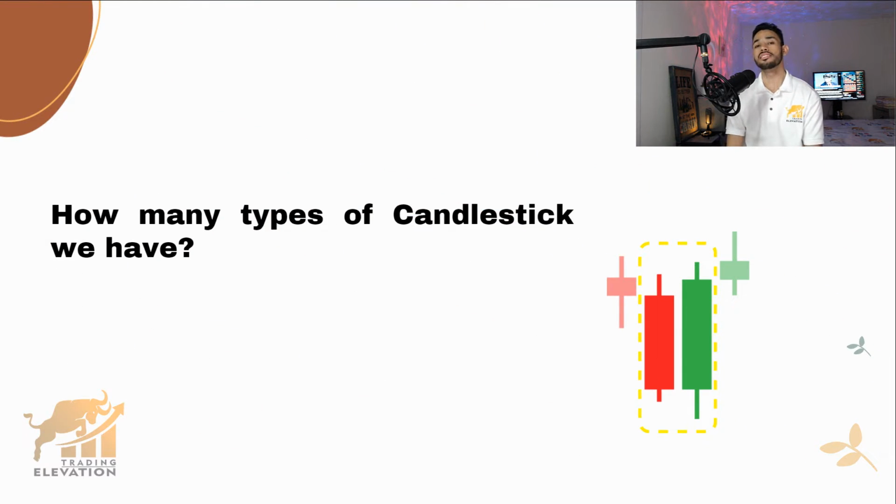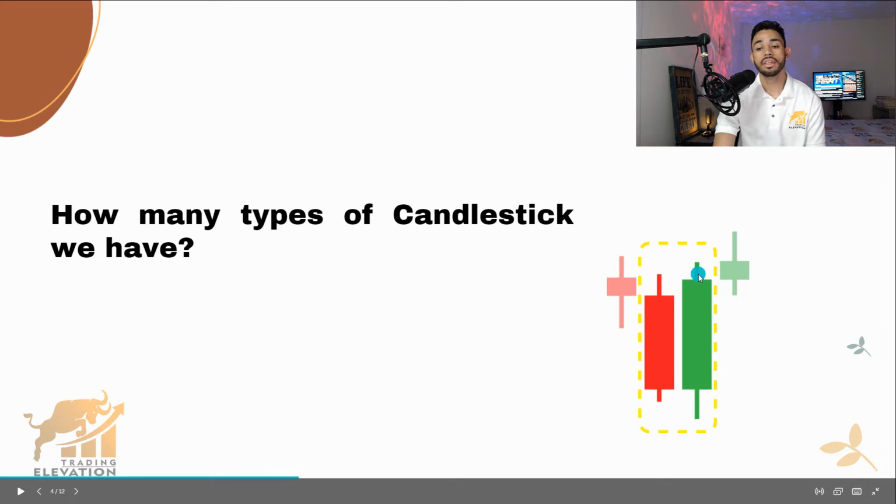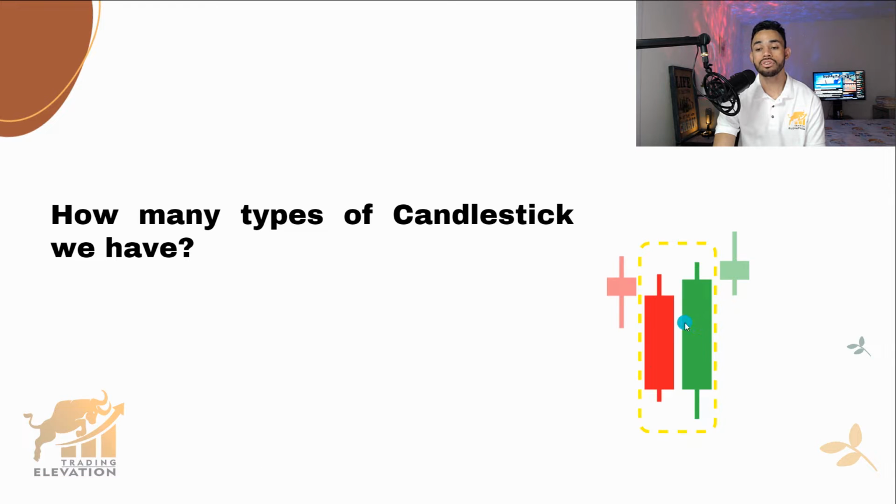Okay, so now that you know what a candlestick is, do you know how many types of candlestick we have? As you can guess, we have two types of candlesticks: either a bullish candle or a bearish candle. It's very easy, and it's very common among traders that we have simply two types of candlesticks. The green ones, which show an upward movement in the market, are usually bullish candles. The red ones, the very common color, are considered bearish candles.